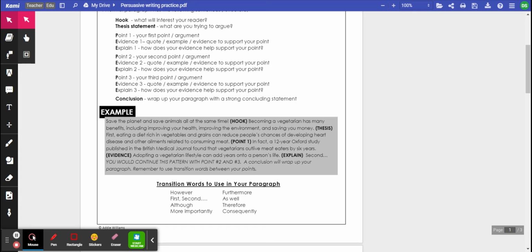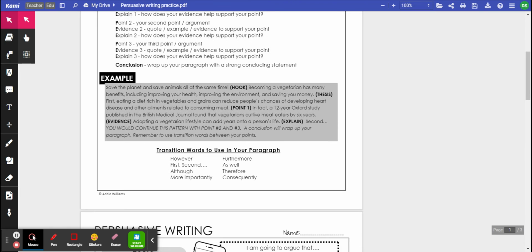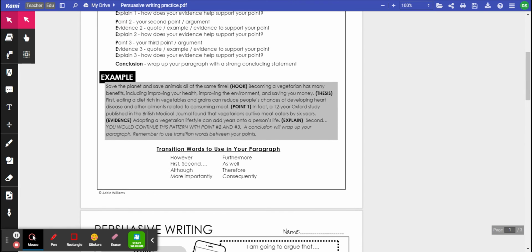So you would add your second point, right? Evidence and explain, and then finally your third, and then have a conclusion. Here are some transition words that are going to help you as you are writing this in your examples. So here's what you guys are going to do today.